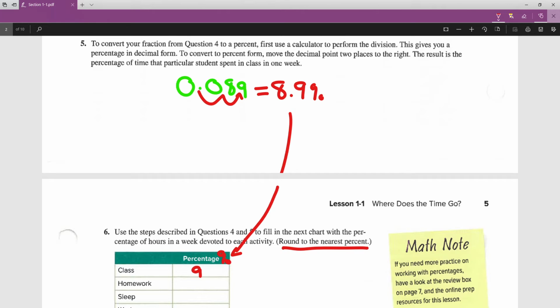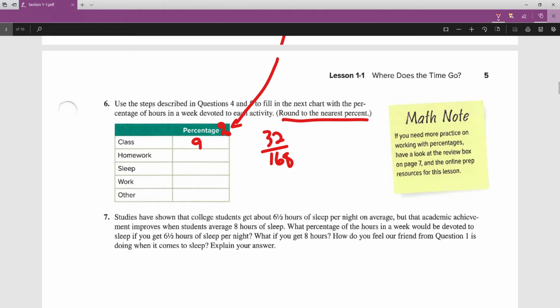To figure out the homework, you take the number of homework hours, 32, divide by 168, and perform it like we did in number 5. The percent of homework is 19%. The percent on sleep is 32. Work is 9. And other is 31. Technically, those should add up to 100%. We could be a little bit off just based on rounding.